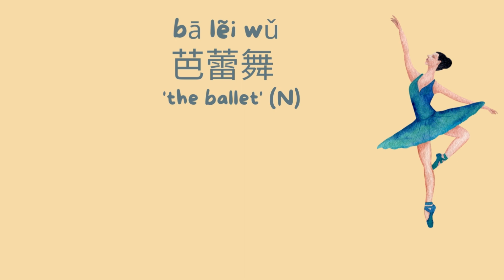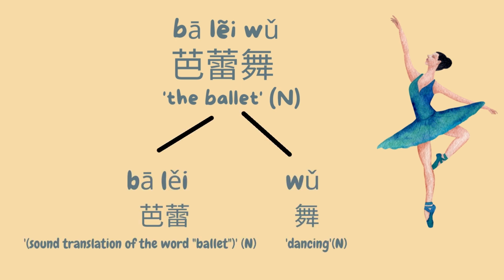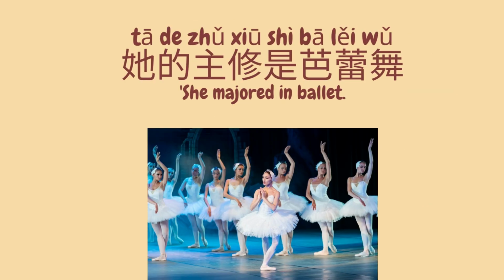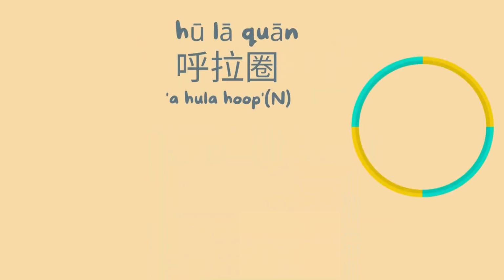芭蕾舞, the ballet. The constituent characters 芭蕾 represent the sound translation of the word ballet, and 舞 represents the meaning dancing, a noun, indicating that the word 芭蕾舞 falls under the category of dancing. Look at the sentence example. 她的主修是芭蕾舞. She majored in ballet.